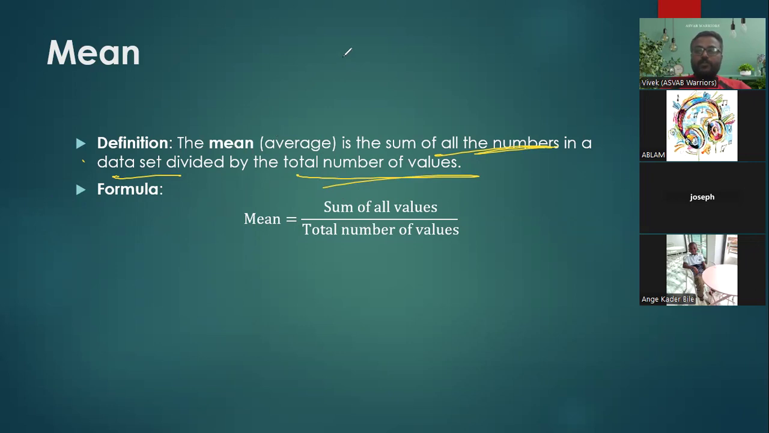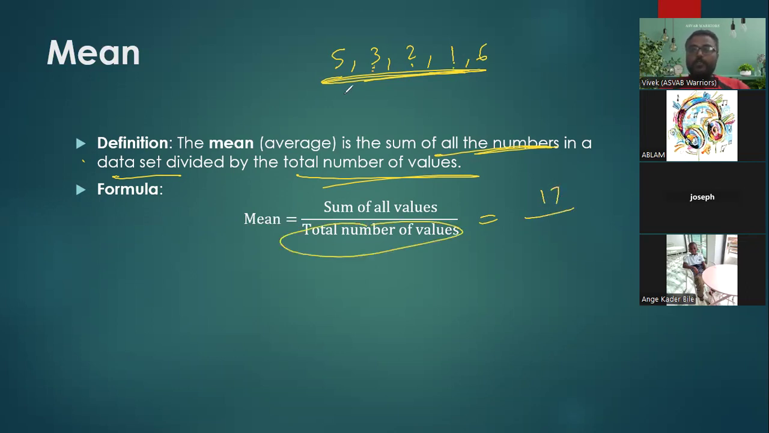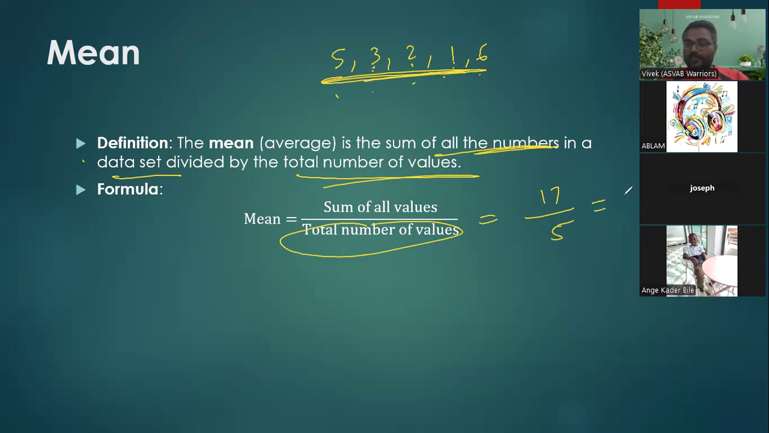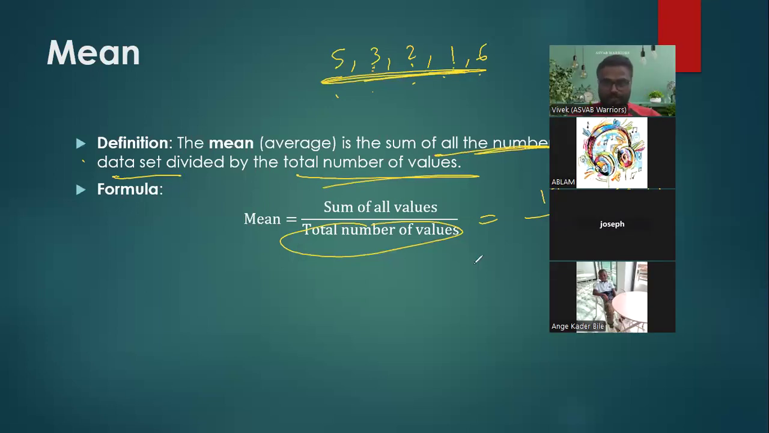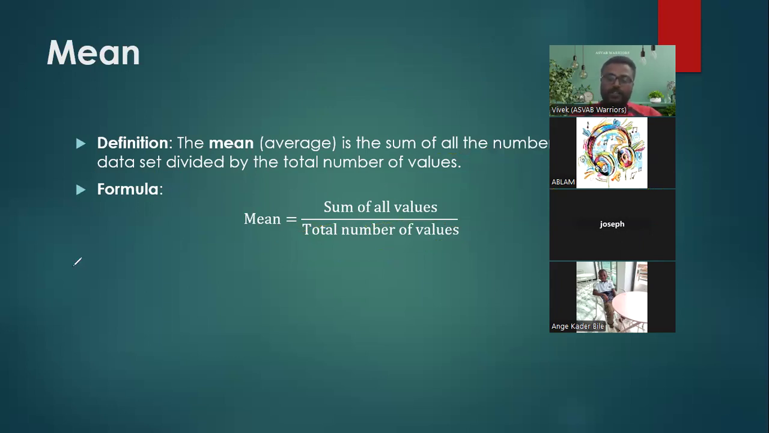Let's say the data set values were 5, 3, 2, 1, 6. The mean of this would be, you need to add everything up. So 5 plus 3 is 8, 8 plus 2 is 10, 10 plus 1 is 11, 11 plus 6 is 17, and divided by the total number of values. How many values are there? 1, 2, 3, 4, 5. So 17 divided by 5 will be nothing but 3.4. This will be your mean or your average. That is how we find the mean of any particular data set.